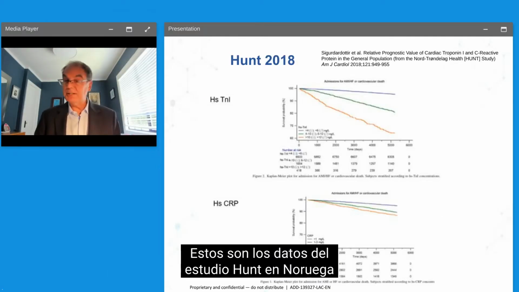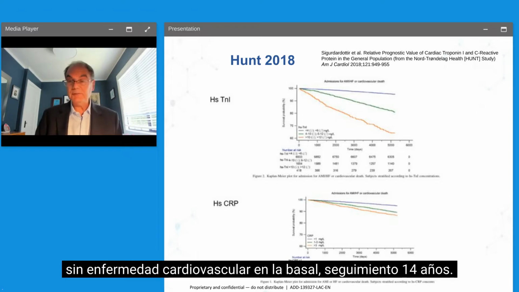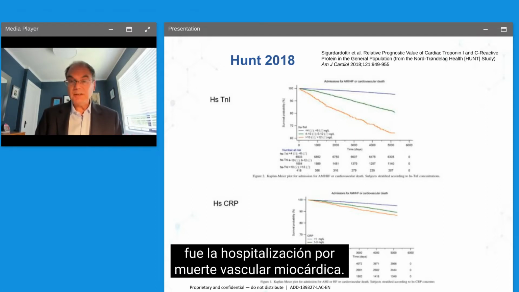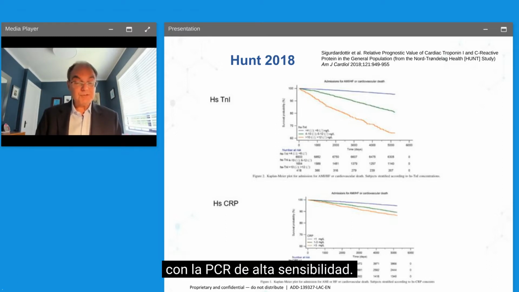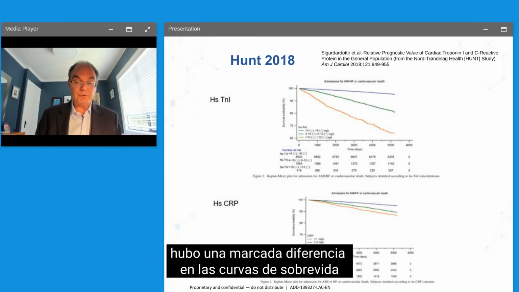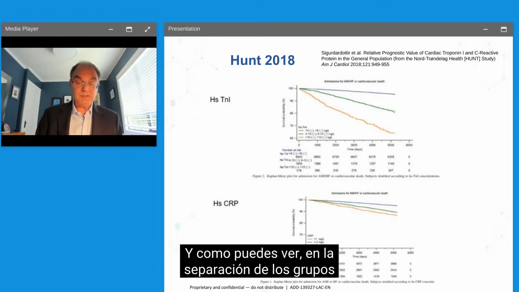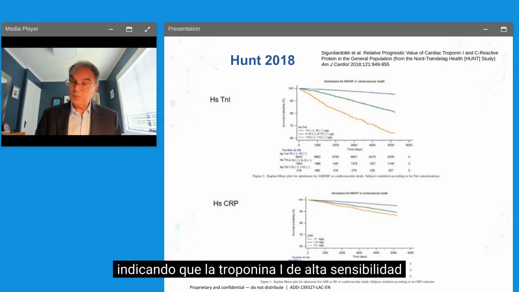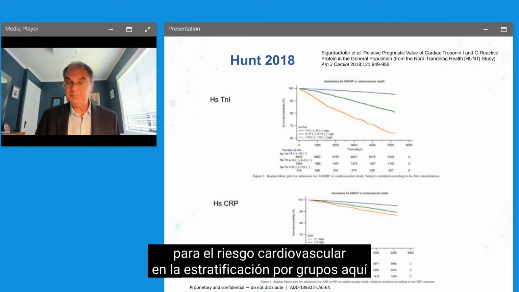This is the data from the HUNT study in Norway, where more than 9,000 people were recruited, with no cardiovascular disease at baseline, and follow-up of 14 years. The final composite event of HUNT was hospitalization for myocardial infarction or death. A unique aspect of this study was a head-to-head comparison of high-sensitivity troponin I with high-sensitivity CRP. As you can see here from these two graphs, there was a marked difference in survival curves corresponding to troponin I groups at the top and CRP groups at the bottom. The separation of the groups is much more evident in the case of troponin than in the case of CRP, indicating that high-sensitivity troponin I is a more selective and more useful marker for cardiovascular risk stratification compared with high-sensitivity CRP.